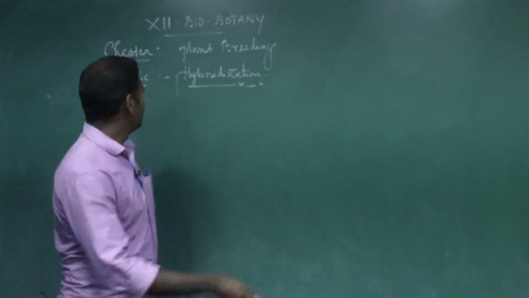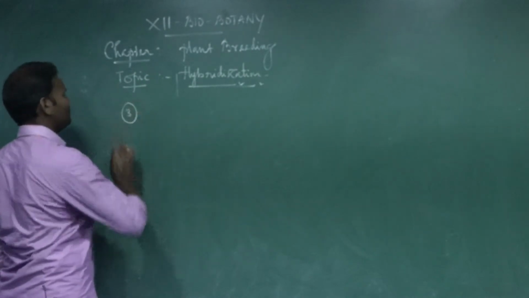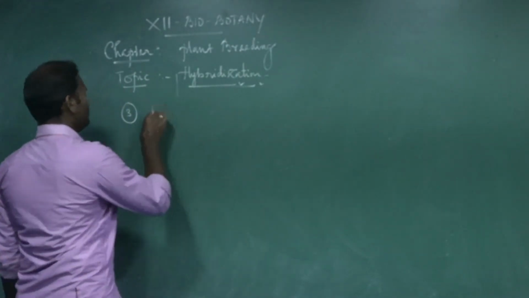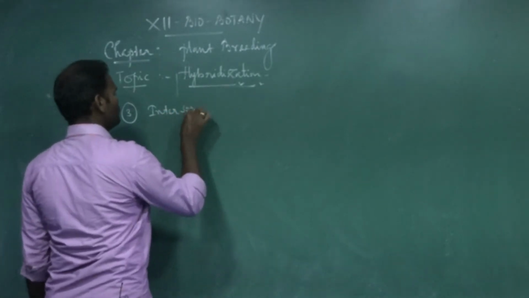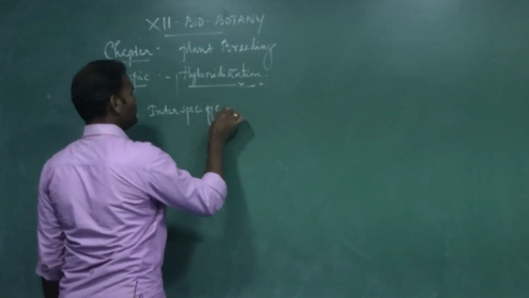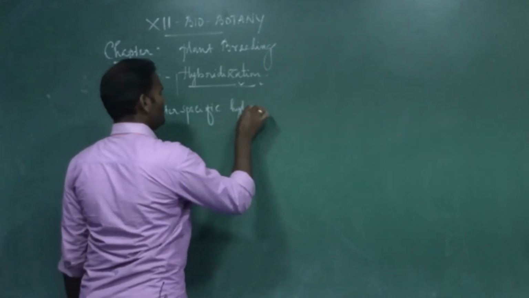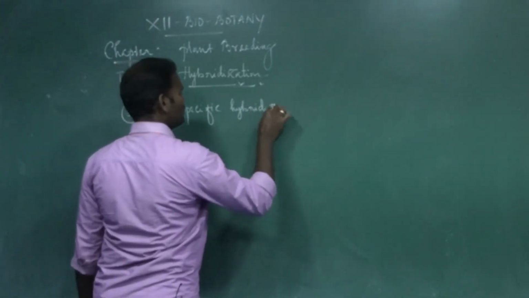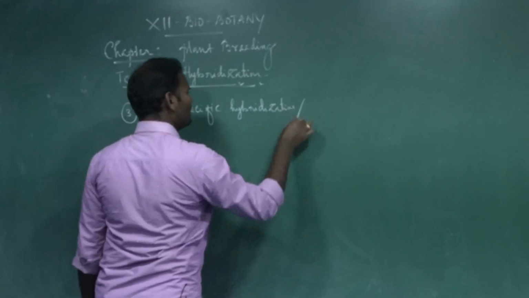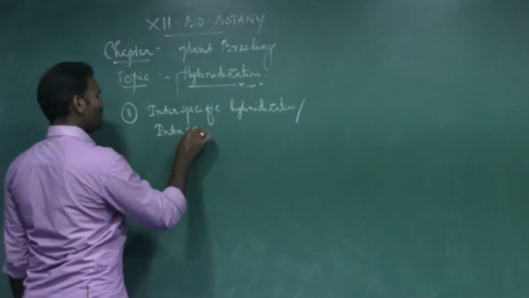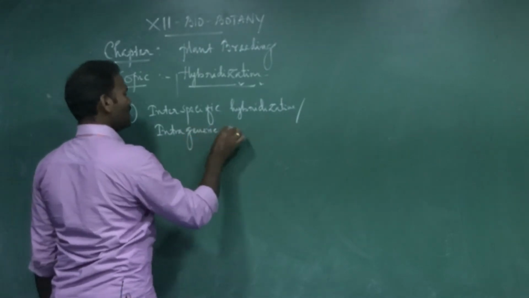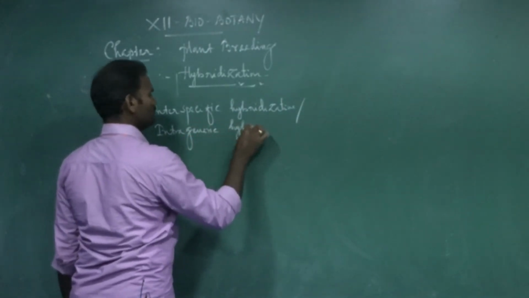The next, third type of hybridization, interspecific hybridization. It is also called intra-generic hybridization.